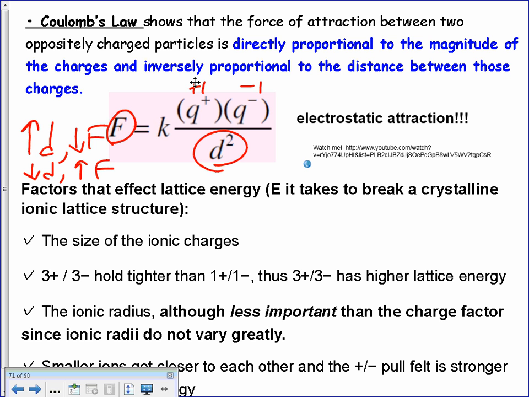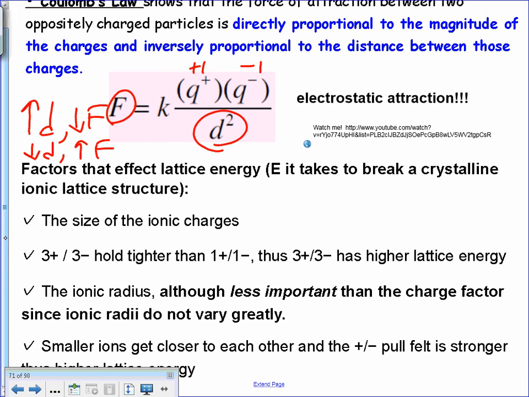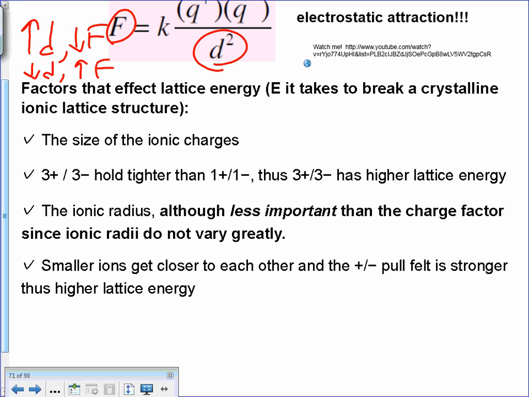So what we'll do is look at the magnitude of the charges more specifically. There are a couple things that are going to be involved in forces of attraction. We're going to talk about lattice energy, binding energy, and that's actually it today. That's really easy today. These are some things that are going to affect specifically lattice energy and lattices. You guys remember what a lattice is?